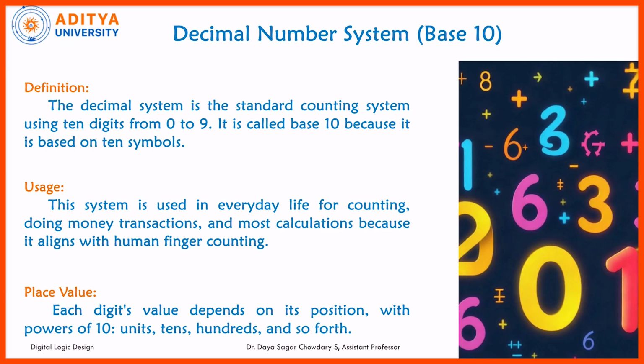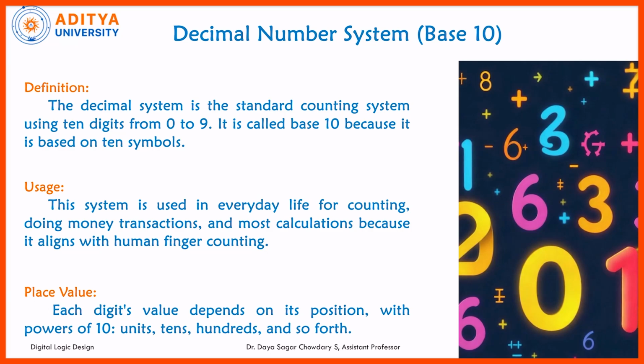This system is used in everyday life for counting, money transactions and most calculations because it aligns with human finger counting, because human fingers are 10. For calculation, it is very easy when we use our own fingers. As for place values, each digit's value depends on its position with the powers of 10: units, tens, hundreds and thousands. Likewise it follows, so position is also very important.